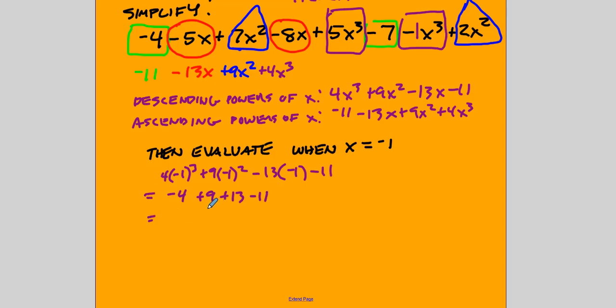Okay, so now my positives, 9 plus 13 is 22. Negative 4 minus 11 is minus 15. Remember, when you add negatives, you get more negatives. So now I take the difference. It's more positives than negatives, so my final answer is 7 when I evaluate it for x is negative 1.